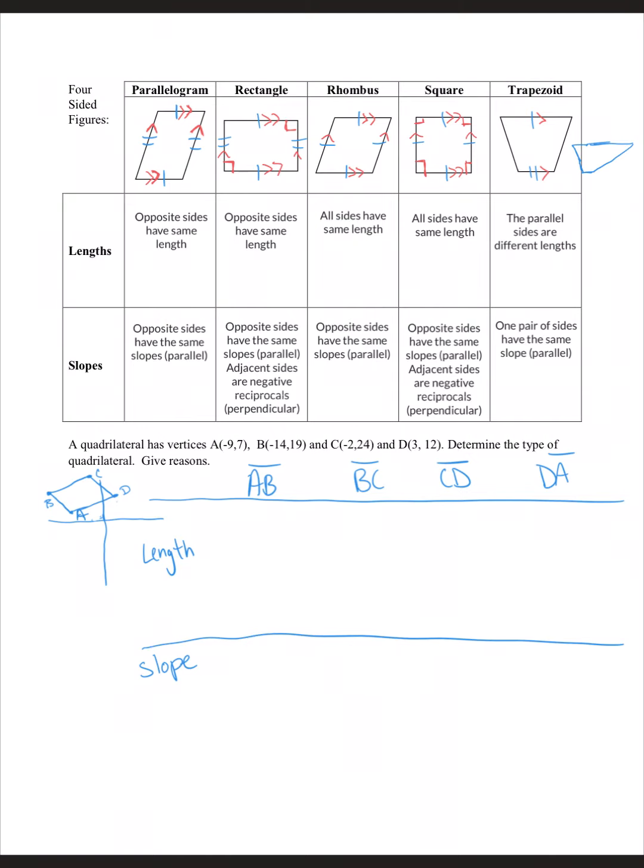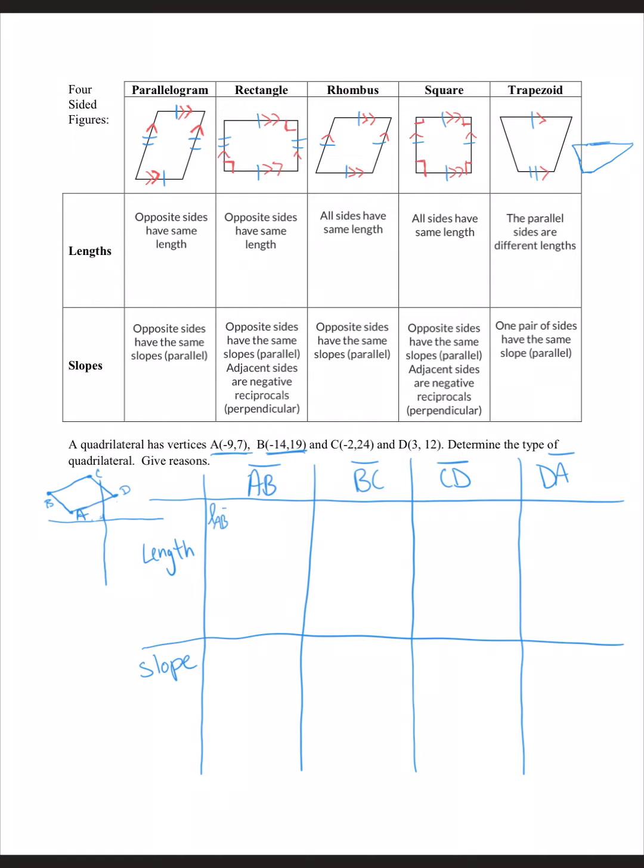Lots of calculations, but you're essentially just repeating the formula over and over again. So I'm going to take you through doing it with AB, and then you can pause the video and do it with the other three sides of the four-sided shape. So our length of AB, we're going to be working with point A and point B for all of our calculations here. Remembering what the length formula is.